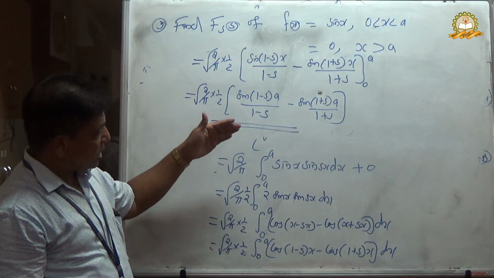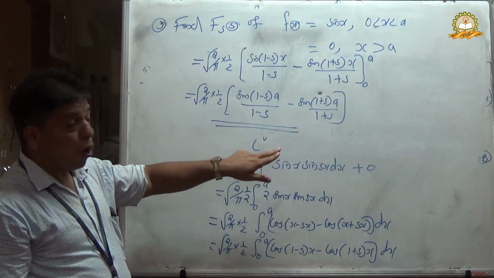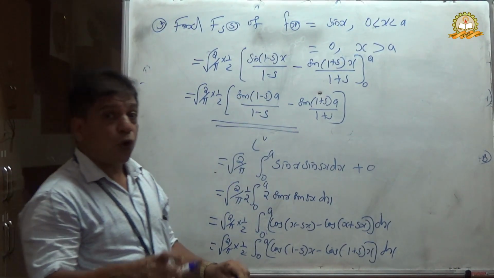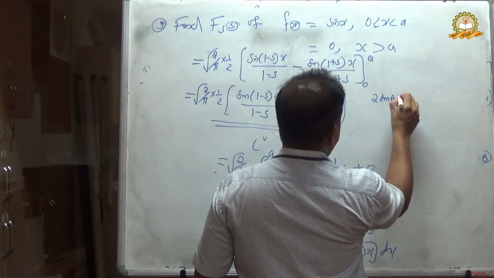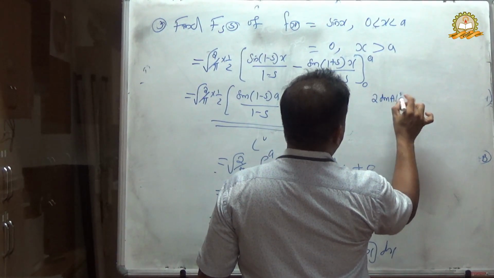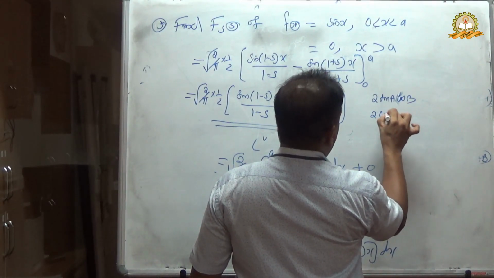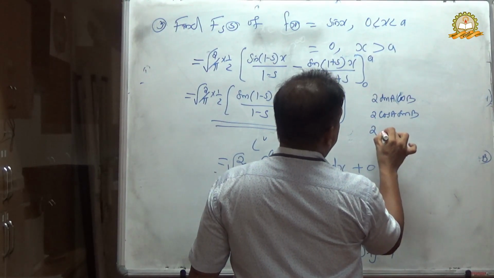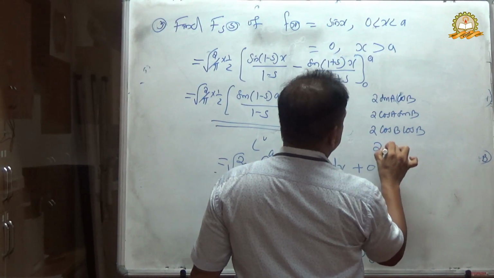You just look at the steps. Here we apply the trigonometric identity. You should remember the trigonometric identity. We have 4 trigonometric identities. The first one is 2 sin a cos b, 2 cos a sin b, then 2 cos a cos b, 2 sin a sin b.